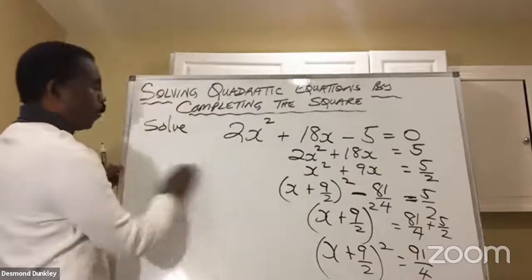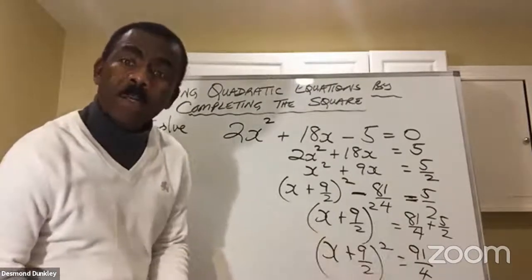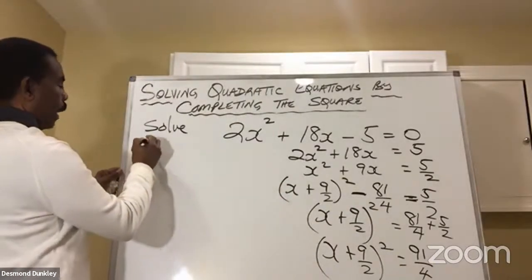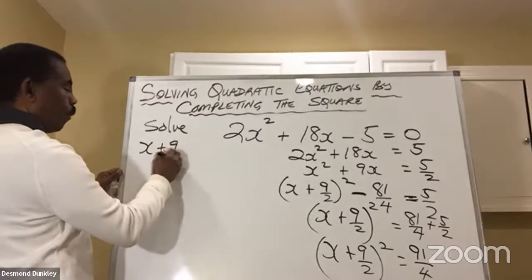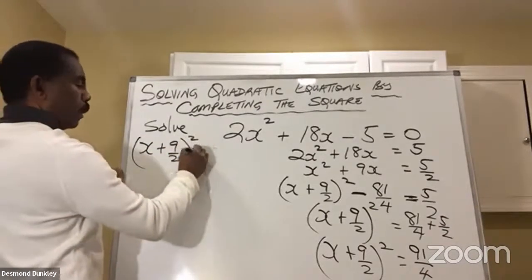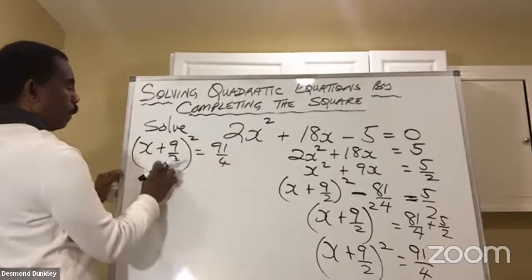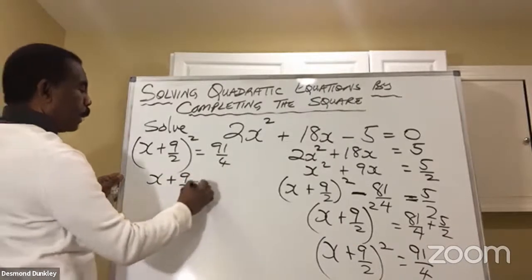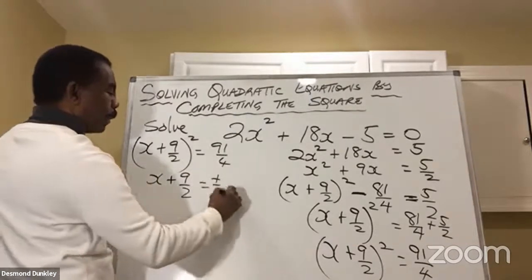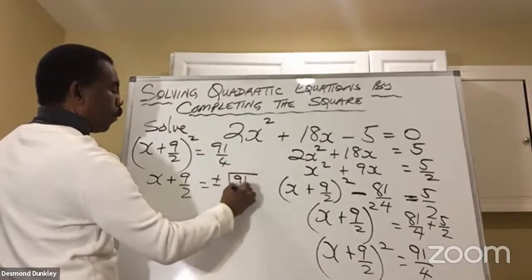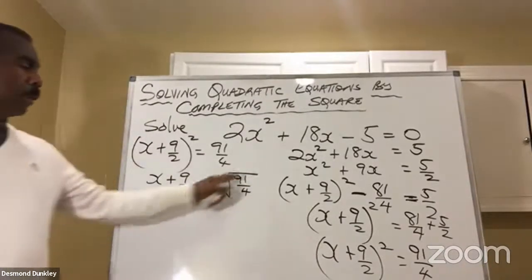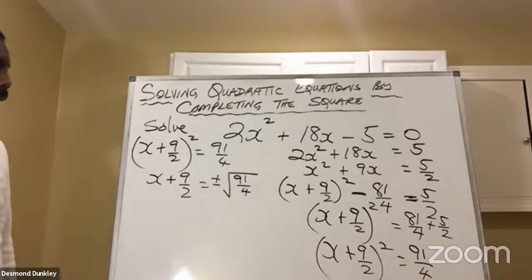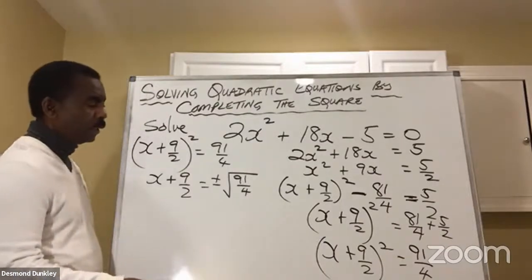So now we're ready to get rid of the square by finding the square root of both sides. So we end up with, well, I'll write what we have. We have x plus 9 over 2 squared equal to 91 over 4. Find the square root of both sides. We end up with x plus 9 over 2 equal to plus or minus the square root of 91 over 4. Square root of 91, there's no square root. As a matter of fact, it can't be simplified.